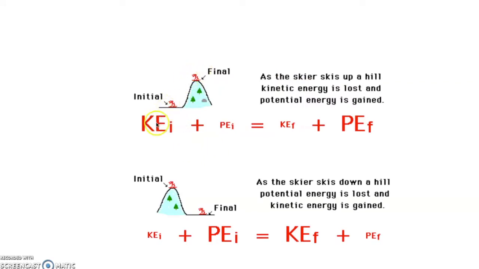As we're at the bottom of the hill, we have a lot of kinetic energy and no potential. As we go to the top, we slow down, so kinetic energy goes down, but we go up in height, so potential energy increases. But total energy here equals total energy here. Now we're at the top, where we have lots of potential and little kinetic. As we get to the bottom, our potential goes down, but we speed up, so our kinetic increases. But again, total energy is the same on both sides of the equal sign, because no work is being done.